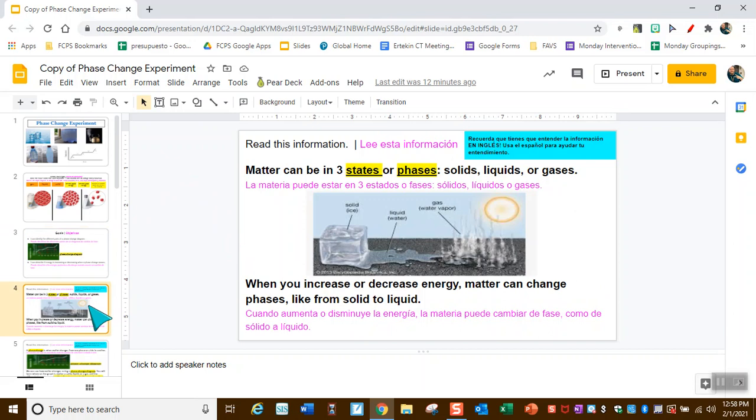Let's read this information. Matter can be in 3 states or phases: solids, liquids, or gases. When you increase or decrease energy, matter can change phases, like from solid to liquid. So look at this picture. It goes from solid to liquid to gas because the energy from the sun makes it change.